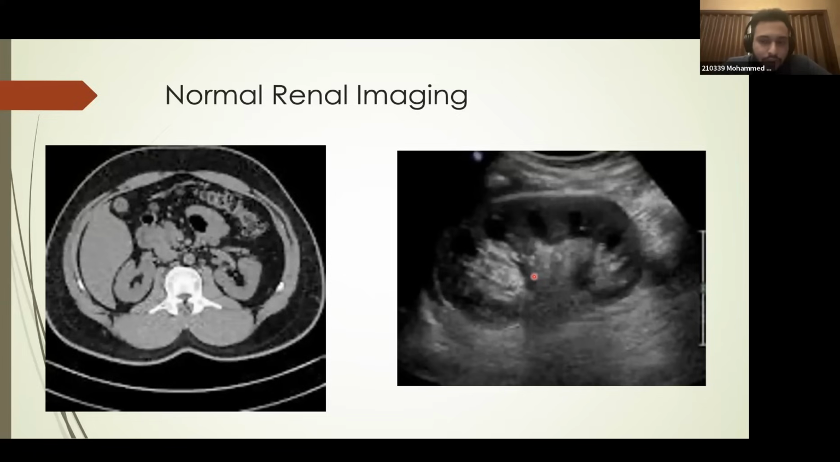With or without contrast? Perfect. Someone said ultrasound. Now, no, it's not with... never mind, I read it wrong. It's without contrast, you're right. Yes, someone said it's ultrasound.